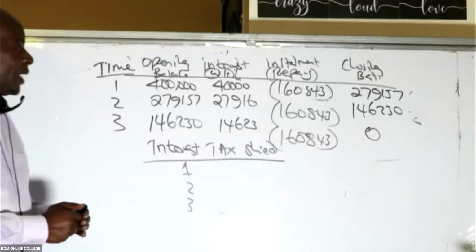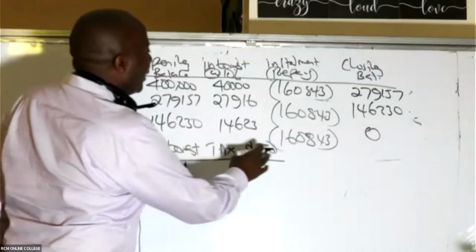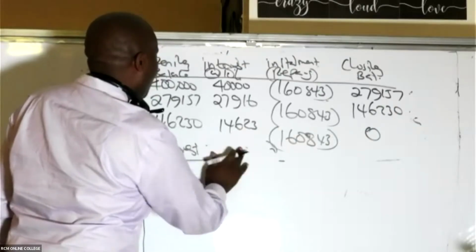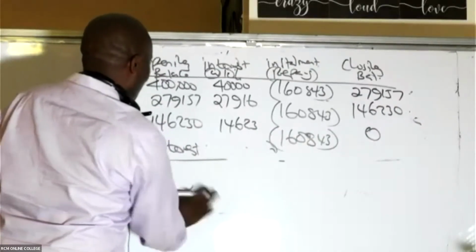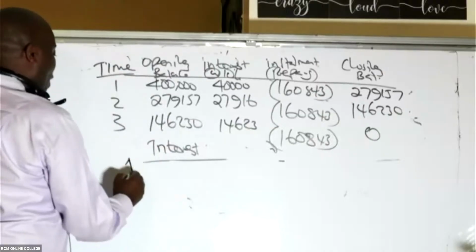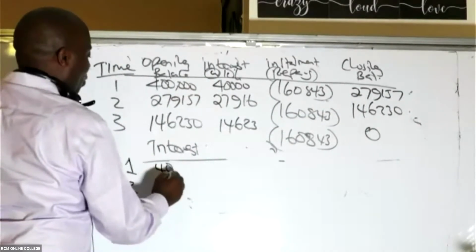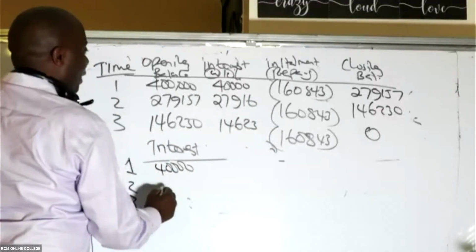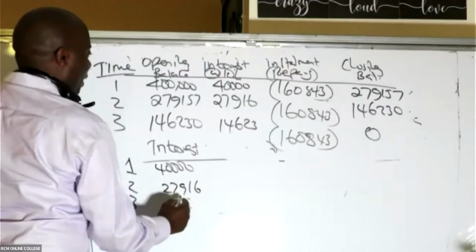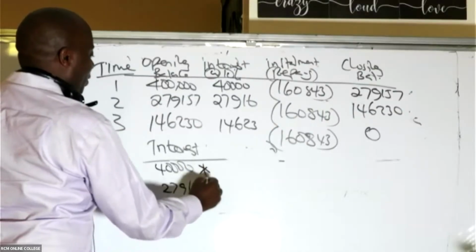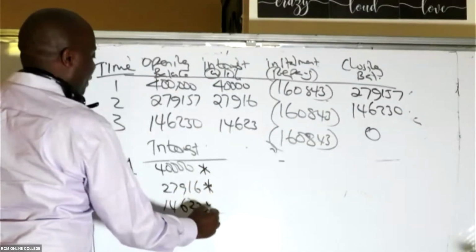All right. So then come here and give me, ladies and gentlemen, the interest. So we have here the years: 1, 2, 3. Give me the interest amounts. So for interest amount, we have 40,000. This one here is 27,916. This one here is 14,623. We know that our rate of taxation there is 33%.